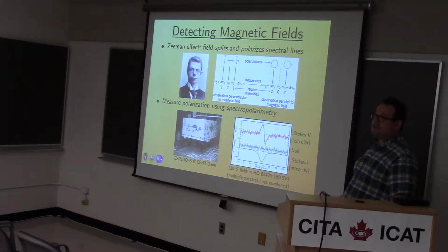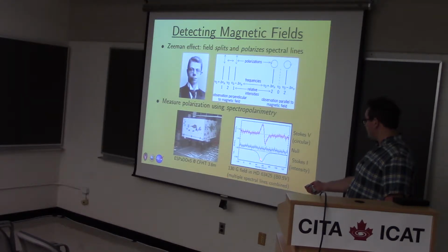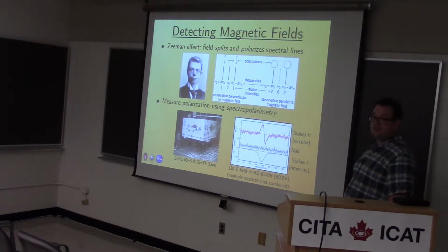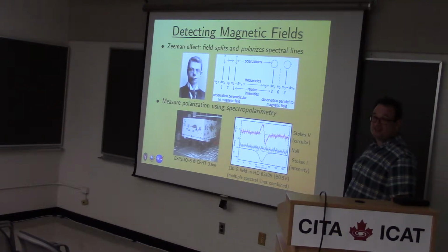ESPaDOnS allows us to take very, very high signal-to-noise, very high-resolution spectra of stars in both left and right circularly polarized light. So this is what a typical circular polarization spectrum looks like. This is the actual intensity profile. This is not a model. This is real data. The signal-to-noise in this profile is on the order of a few thousand. Okay? So you can see there aren't really many spectral lines there. This is a massive star, so they're relatively devoid of spectral lines.